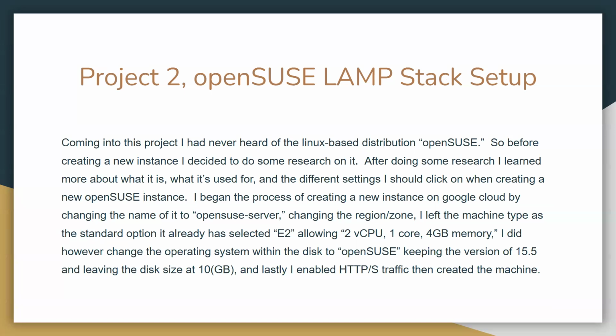I did, however, change the operating system within the disk to OpenSUSE. Obviously, if I didn't do that, I wouldn't have been able to do any of the OpenSUSE configurations, keeping the version of 15.5 and leaving the disk size at 10 gigabits. And lastly, I enabled HTTPS traffic, then created the machine. So let's get into LAMP stack.